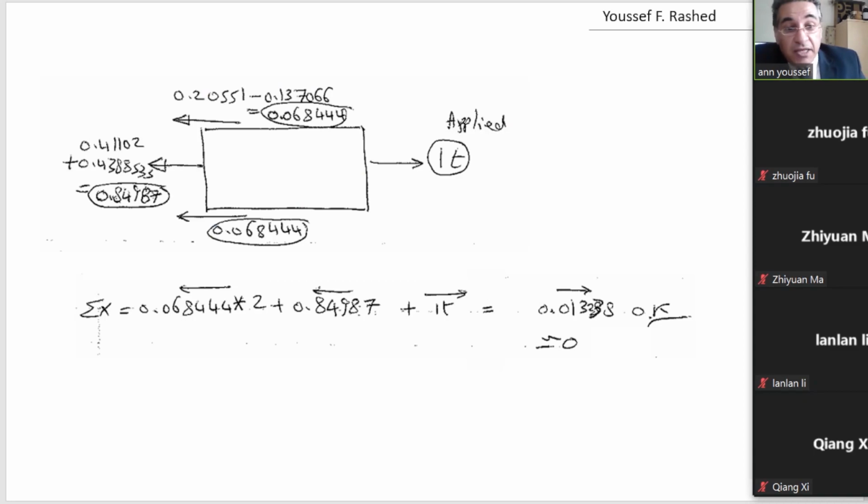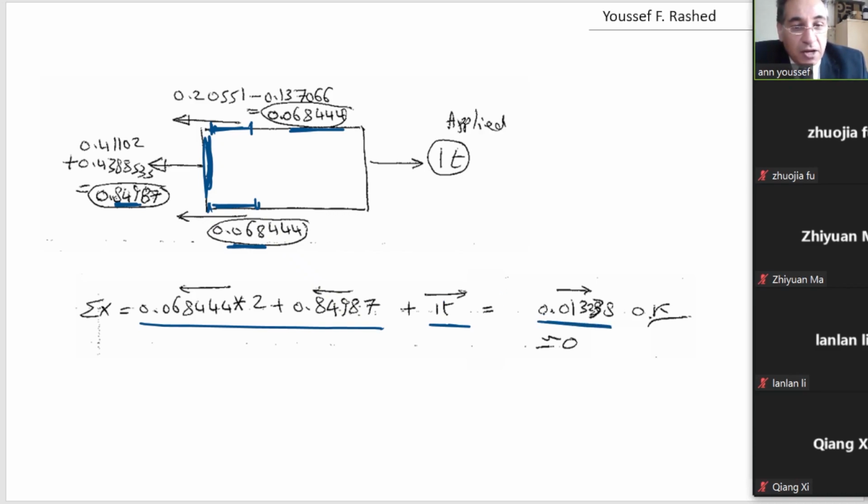This is exactly what I did here. If you look at this, this is the force of the horizontal element here, and this is the force of the horizontal element here, and this is the force of the vertical element here. So if you sum up all of this with the 1 ton in the opposite side, you will get a very small number here, 0.013 or something like that. Of course, every time you increase the discretization, you will get nearer to the sum of the forces in the x direction equal to 0.